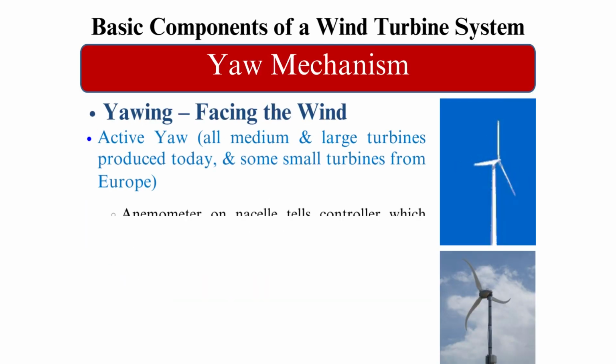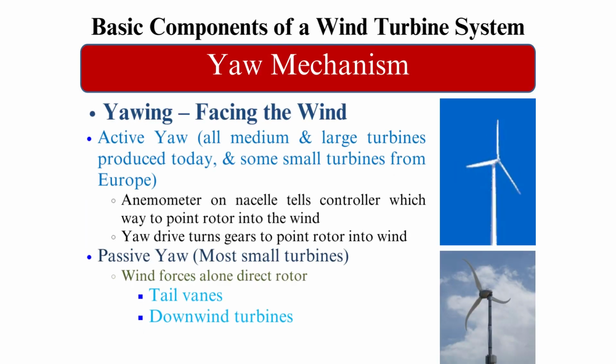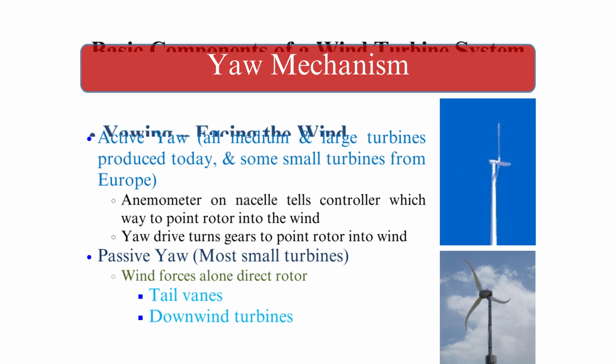Yaw mechanism: the yaw mechanism is responsible for orienting the wind turbine to face the wind. There are 2 methods: active yaw, which uses an anemometer to guide the rotor, and passive yaw, common in small turbines, where wind forces direct the rotor. Some downwind turbines employ tail vanes for alignment.